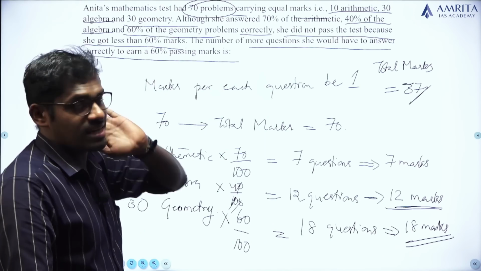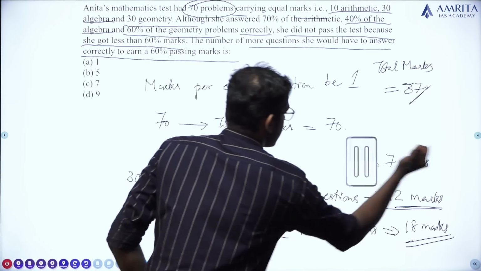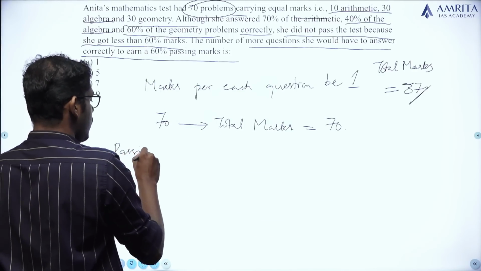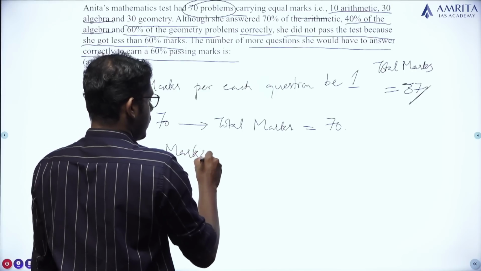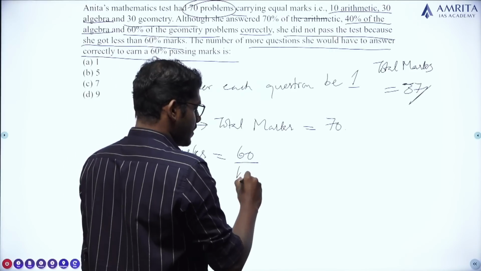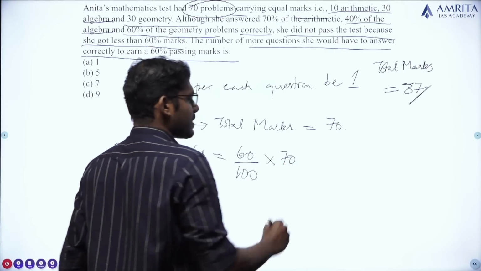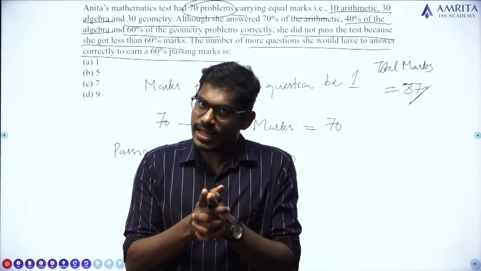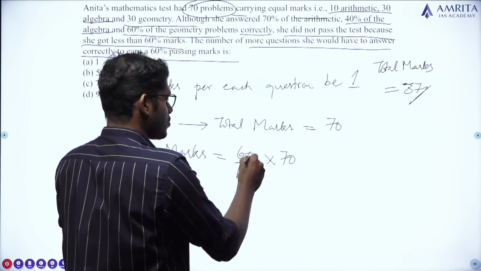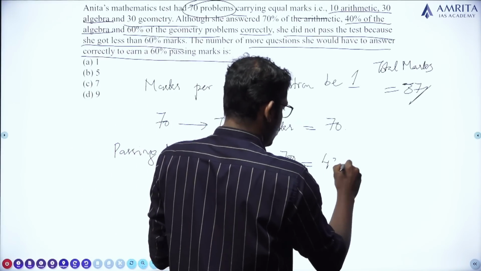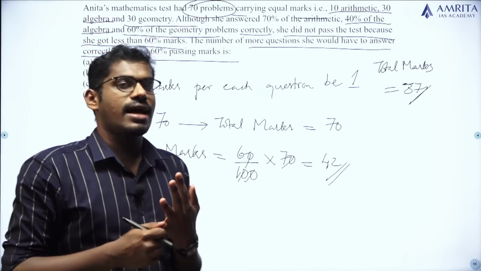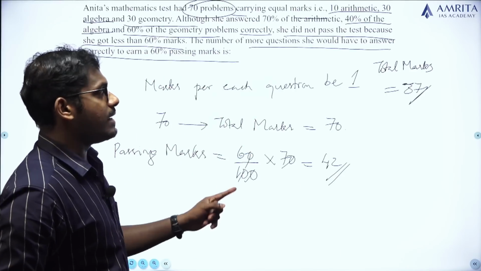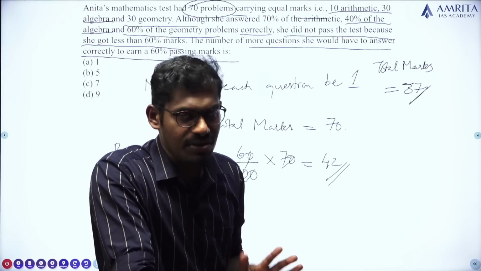See, the total marks of the test is 70 and we have to find the passing marks of the test. Passing marks is equal to 60% of the total marks. What is the total marks here? 70, because each question can be assumed to carry 1 mark. 60% of 70, the 0 will cancel, 7 into 6, that is 42. So if Anita has to clear the exam, she has to score 42 marks. But currently, she got just 37. That is why she failed the exam.